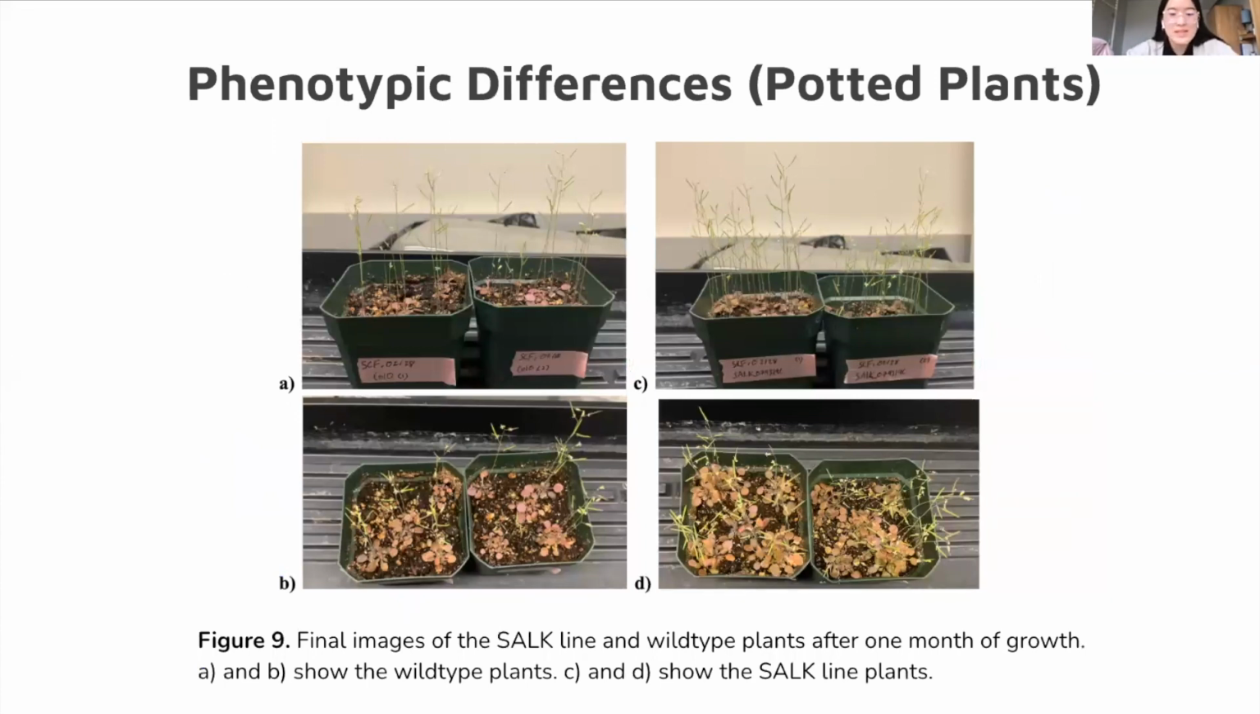When we analyzed the Salk and wild-type potted plants, there were not many noticeable differences. The major difference was that there were a lot more Salk plants than wild-type plants, but this could have been because we accidentally poured more seeds into the Salk pot than intended. Another small difference was that the rosettes in the wild-type pots were tinted purple, while the rosettes in the Salk pots were more greenish-red. However, this variation was not consistent in all of the plants, so we could not conclude any of the phenotypes were due to the mutation.